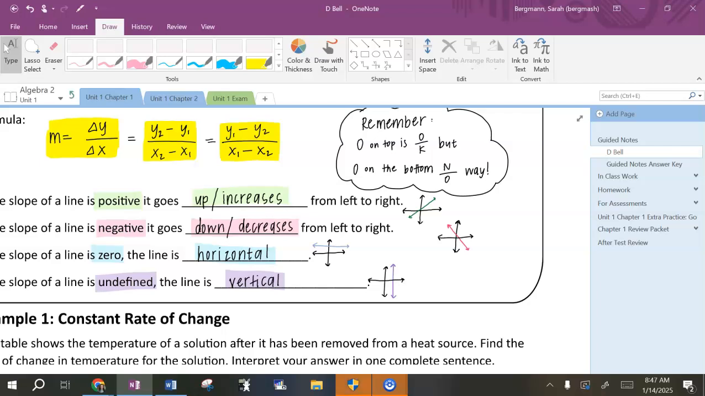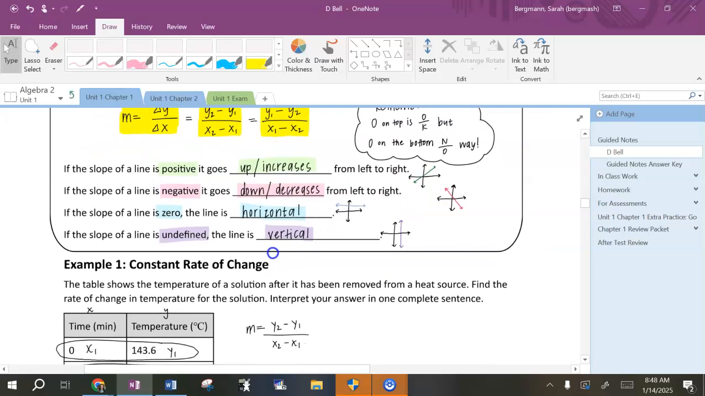A 0 slope would mean that you have a 0 on top, which means the change in y is 0. So that's why it's horizontal, because the change in the y values is 0, or in other words, the y values are not changing. And then last but not least, if the slope of the line is undefined, that's a vertical line, because that's when you have a change in x of 0. The 0 is on the bottom. That's when you get undefined. In other words, it would look like the x values aren't changing. So you notice on every point of this line, the x value is always the same. So that's what makes it vertical.